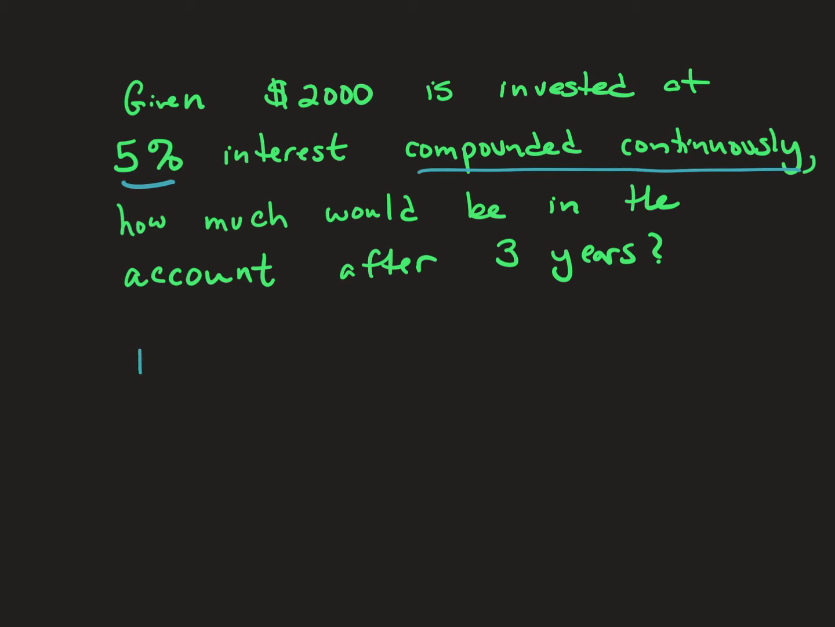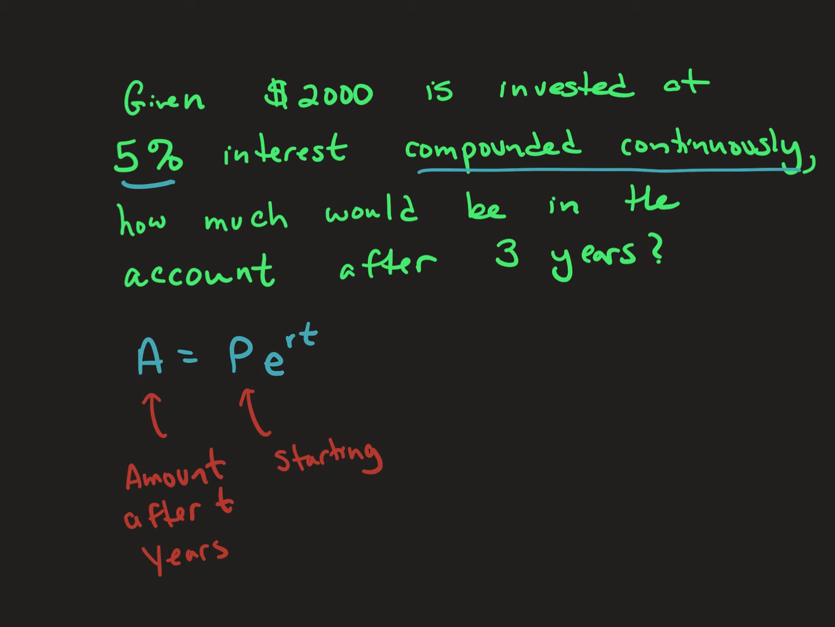So the generic formula for continuous compound interest is A equals P e to the RT. Now, A is the amount that you have after T years. P is what we call the principal. So this is the starting amount, like how much do you start your account with. R is your rate. So just remember, your rate in these equations must always go in as a decimal. And then T is going to be your time, but we always do it in years.